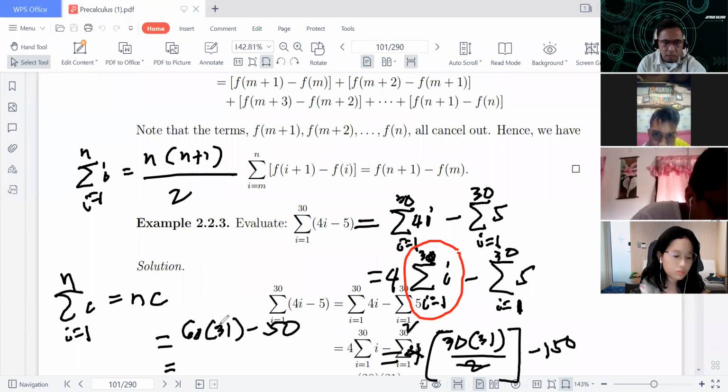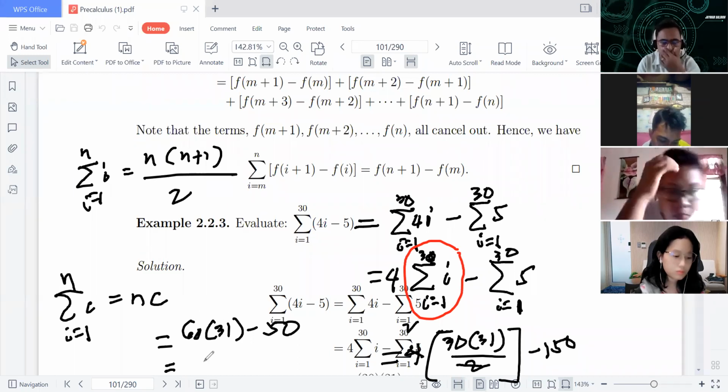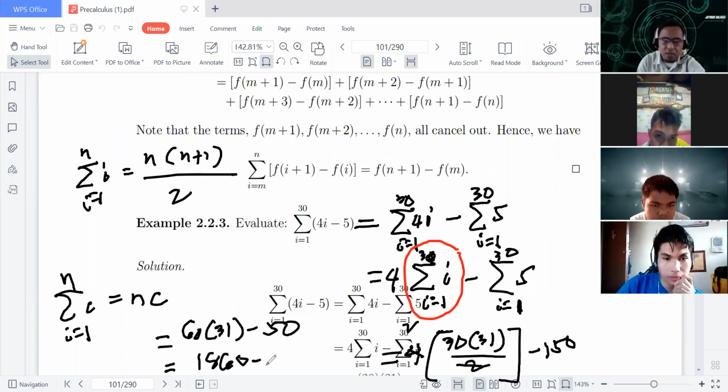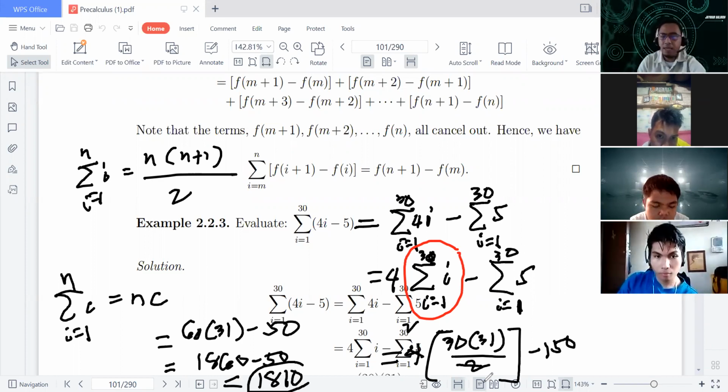This is 180 plus 6, 186. 1,860, minus 50. So your answer here should be 1,810. See? It is easier compared to doing it one by one.